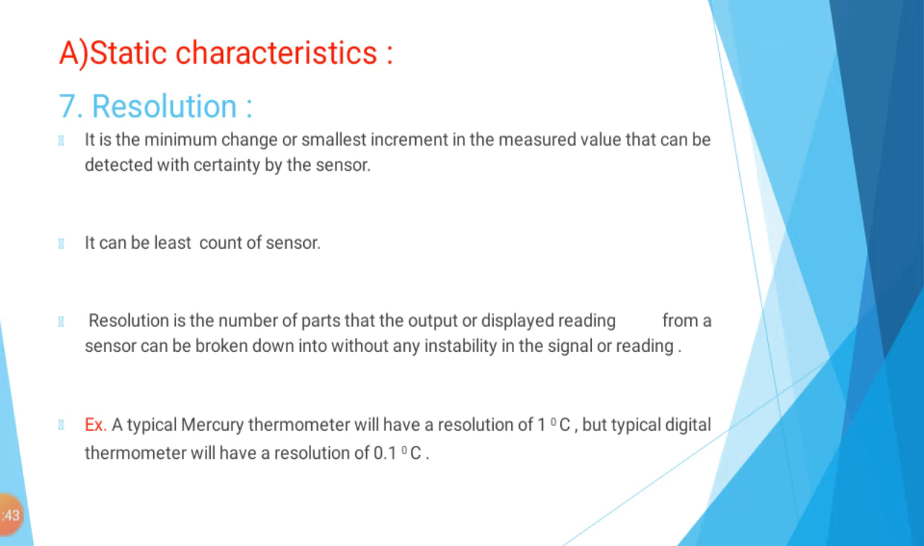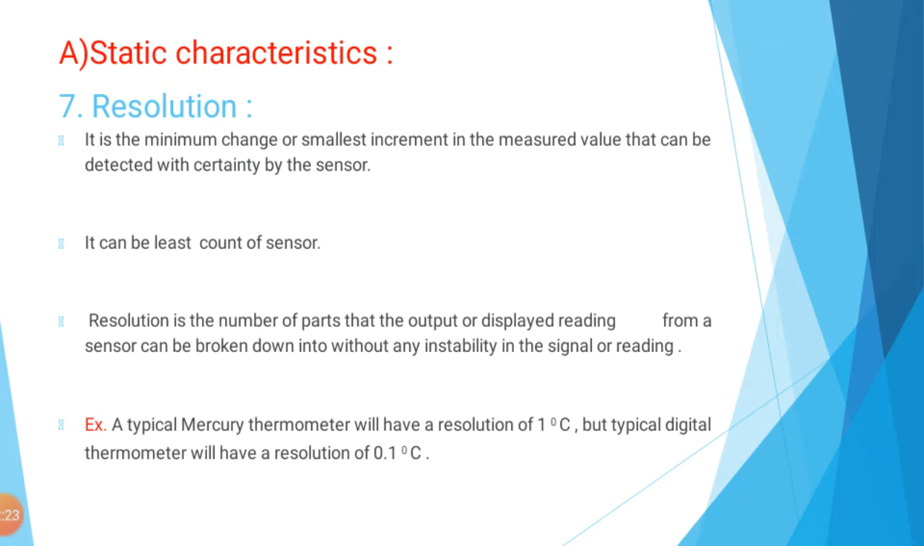Resolution is the minimum change or smallest increment in the measured value that can be detected with certainty by the sensor. Measured value means the input given to the sensor. That means the smallest change in that input can be detected by the sensor, with certainty. This is known as the resolution of the sensor.